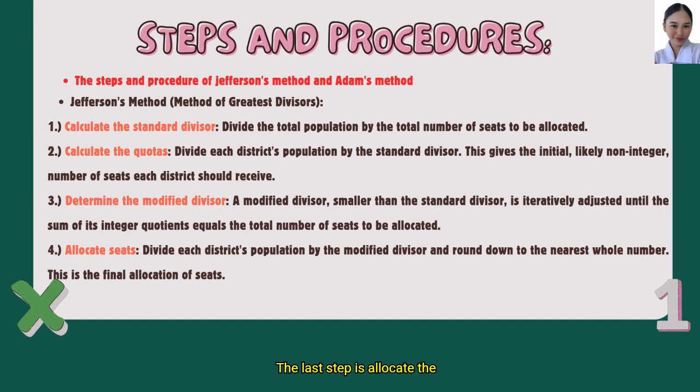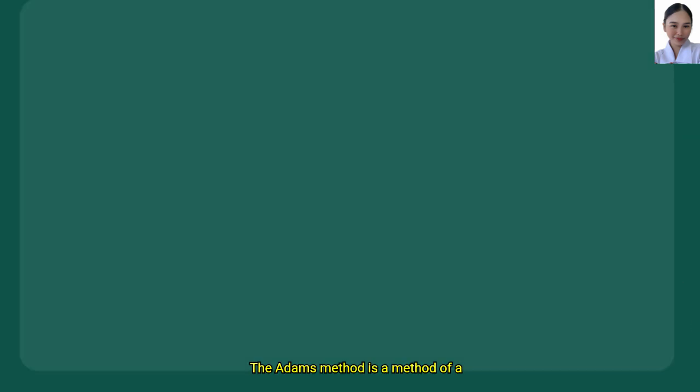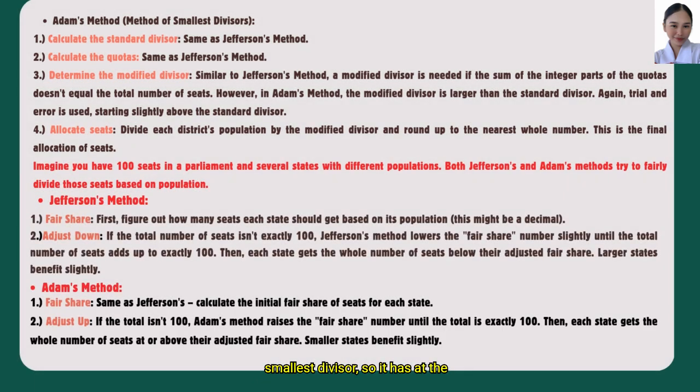The last step is to allocate the seats. Divide each district's population by the modified divisor and round down to the nearest whole number. This is the final allocation of the seats. Next is Adams' method. Adams' method is a method of smallest divisor, and it has the same steps as Jefferson's method.